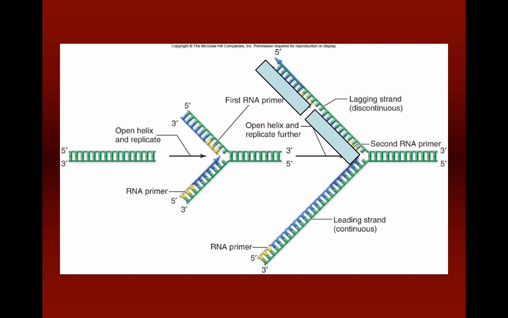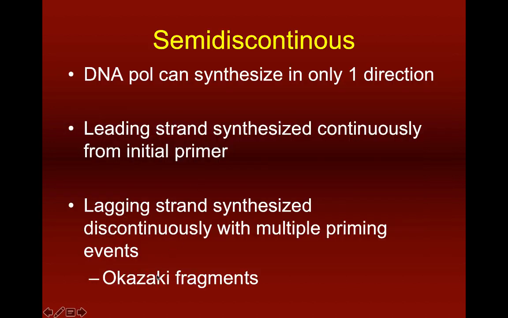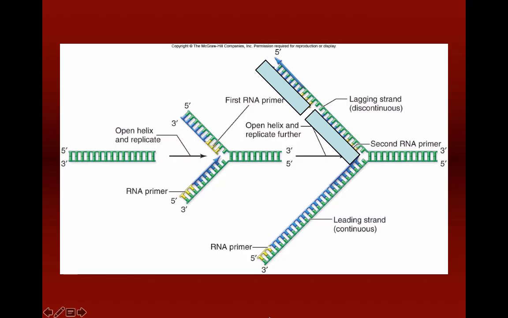So this first fragment here, this first piece that we've built, is called an Okazaki fragment. Okazaki fragments are the pieces that are built on the lagging strand that are eventually tied together to create a fully functional DNA daughter strand. The leading strand is the one that's built in just one piece. This one, you've got one primer, and then you just keep synthesizing all the way to the end.